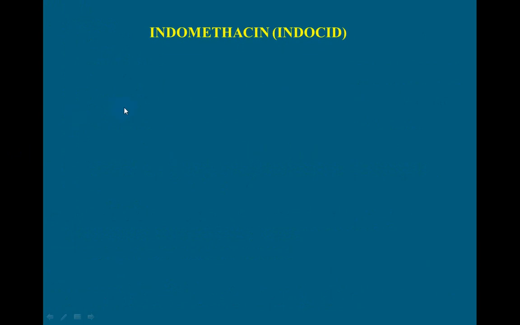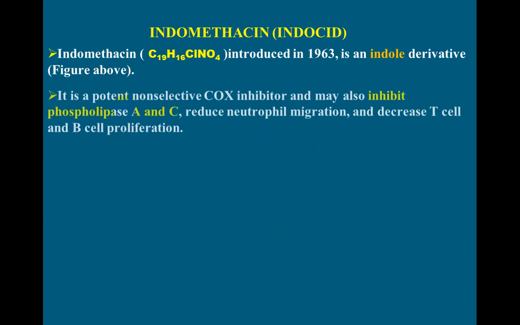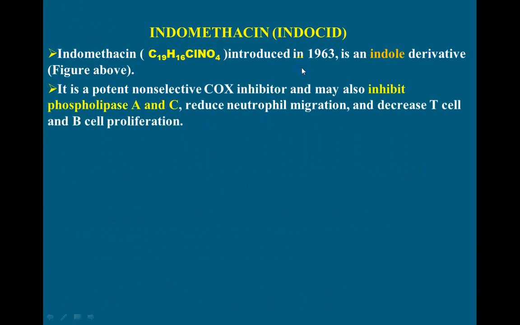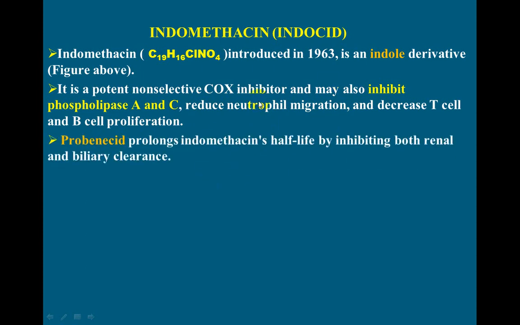Other non-steroidal anti-inflammatory drugs: it's called indomethacin or indocin, introduced first in 1963, an indole derivative. It is a potent non-selective COX inhibitor and may also inhibit prostaglandins, reduce neutrophil migration, and decrease T cell and B cell proliferation. These are the anti-inflammatory activities of indomethacin.